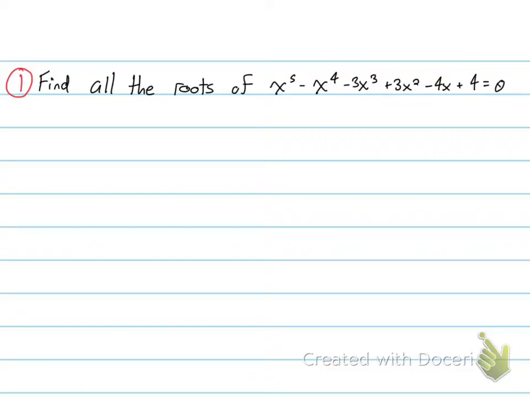So let's end this by doing a couple examples here. These can be kind of long, so make sure that your notes are organized and you have every step written out. Here I want to find all of the roots of x to the 5th power minus x to the 4th minus 3x cubed plus 3x squared minus 4x plus 4 equals 0.